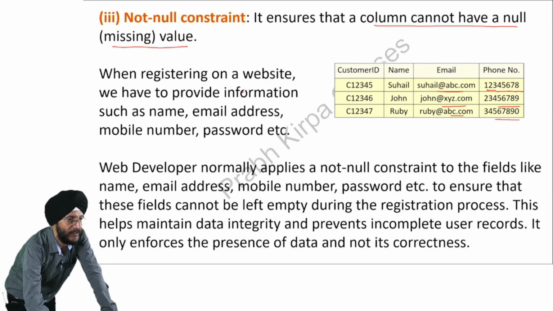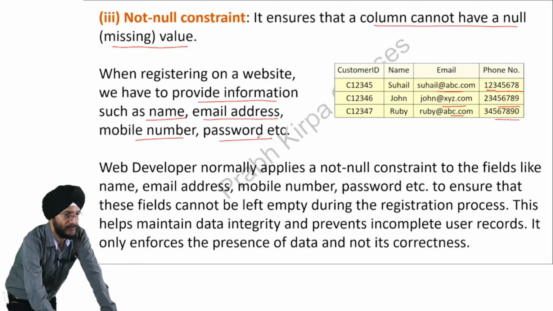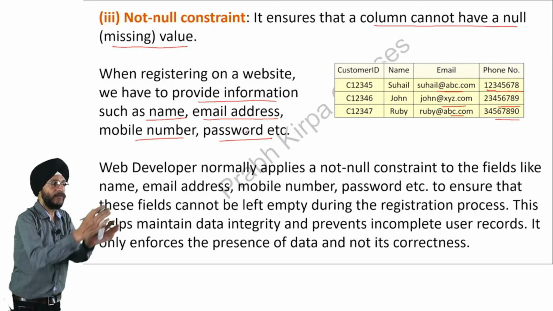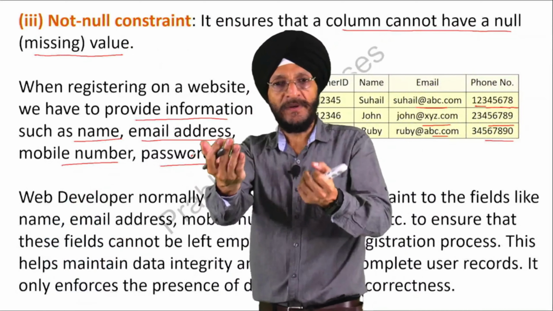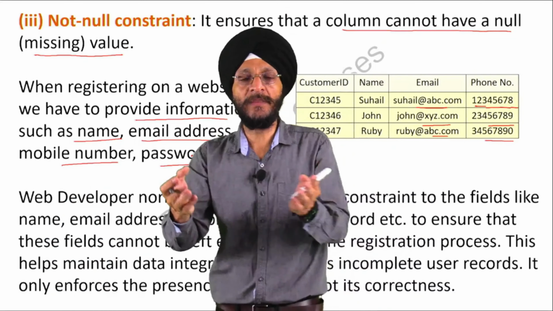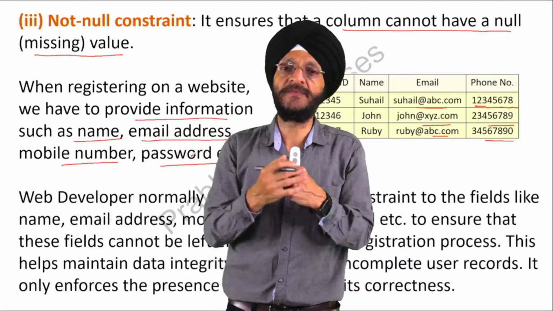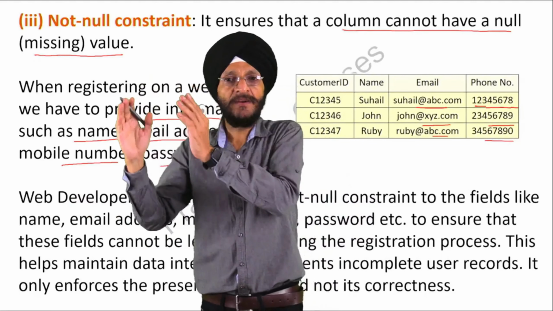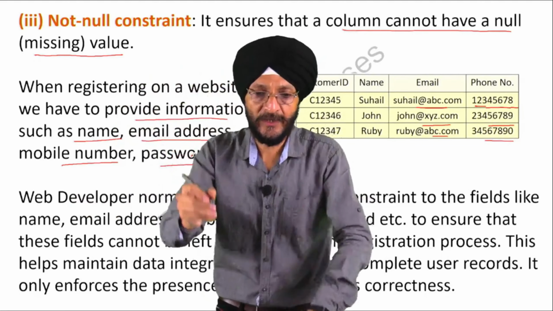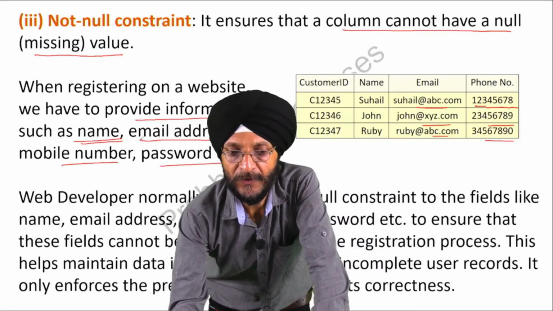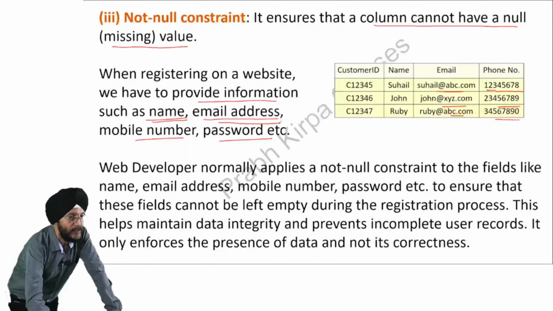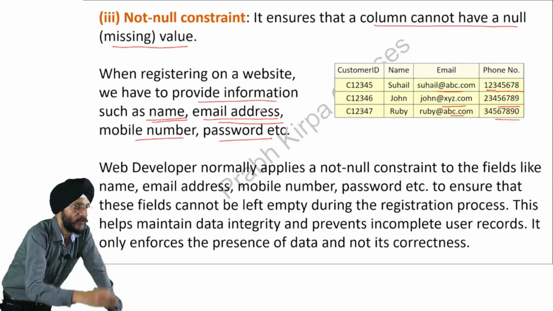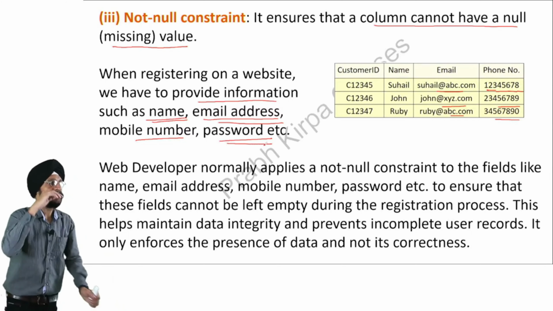When registering on a website, we have to provide information such as email, mobile number and password. Suppose you want to register yourself on the Amazon website, the website will ask what is your name, what is your email address, what is your mobile number. These are the basic information, and in that case the website will have a not null constraint on this type of information. That is, you cannot leave your name blank, you cannot skip the email address or mobile number, you must have some password when you want to log in.